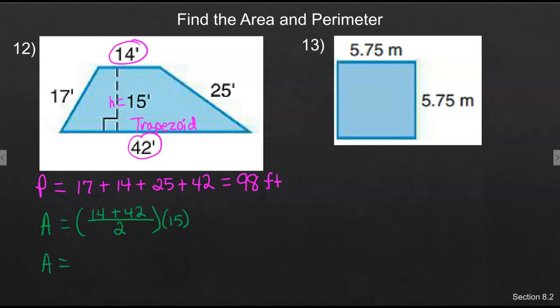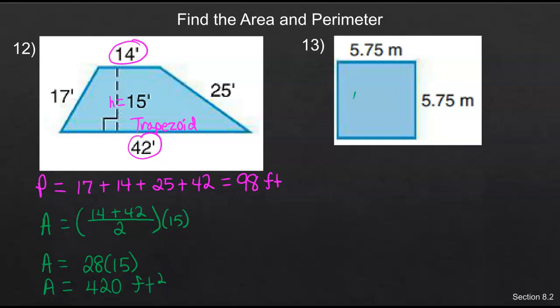So 14 plus 42 is 56. 56 divided by 2 is 28, times 15. It is best to figure out this part in the parentheses first, and then times the 15. Think about how that is with order of operations. That's 420 feet squared, or square feet.